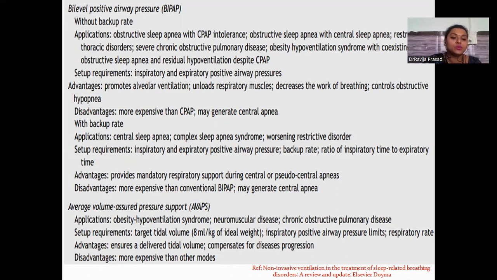Now, the third is average volume assured pressure support, that is AVAP. Application, the same kind of application: obesity hypoventilation syndrome, neuromuscular disease, chronic obstructive pulmonary disease. The setup: target tidal volume 8 milliliters per kg of ideal weight, inspiratory positive airway pressure limit, respiratory rate. Advantage, ensures a delivered tidal volume and compensates for disease progression. Disadvantage, more expensive than the other modes.